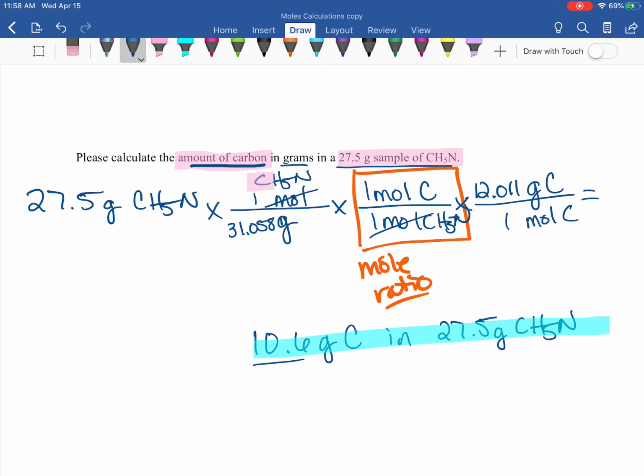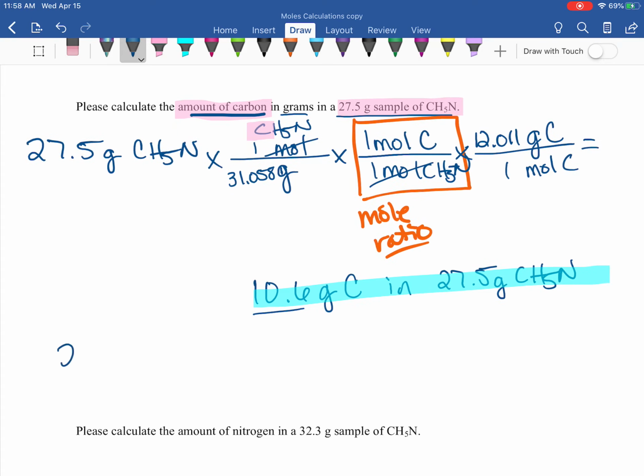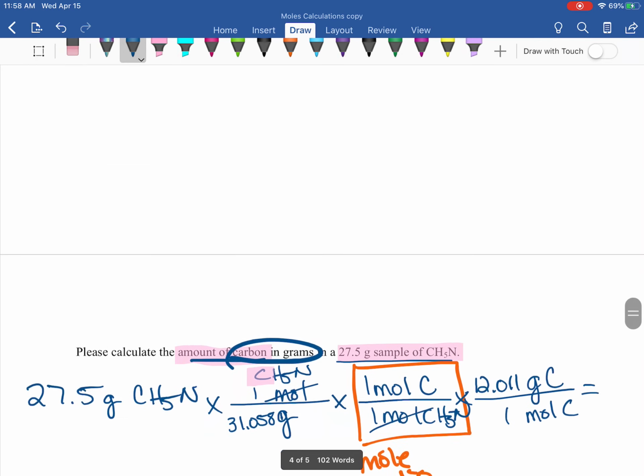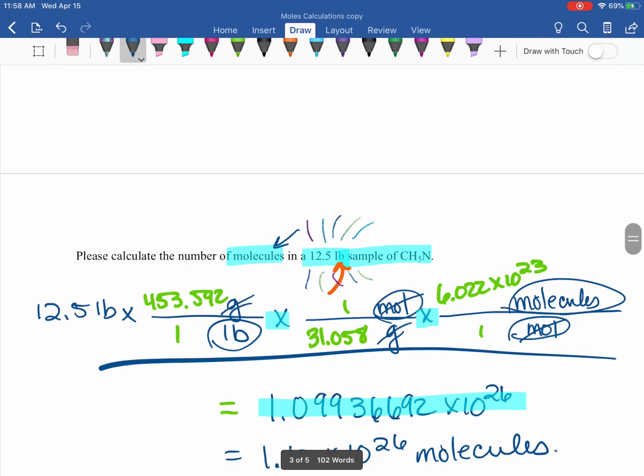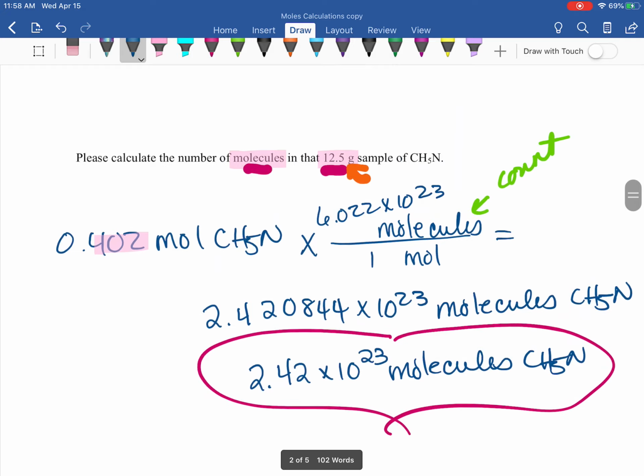Okay, now isn't there a shortcut to this? If you've seen this before, you're thinking, Dr. Morty, stop making this even harder than what it is. Why can't we just use our mass percent? Oh, here's a shortcut. This is why we care about those percentages. If I've got grams of methylamine and my units are staying the same, okay, remember I've asked for carbon in grams. I've got the same unit. I want grams of carbon. I can just apply that percentage.